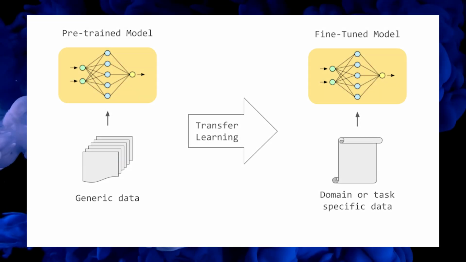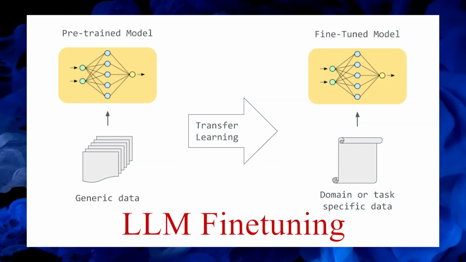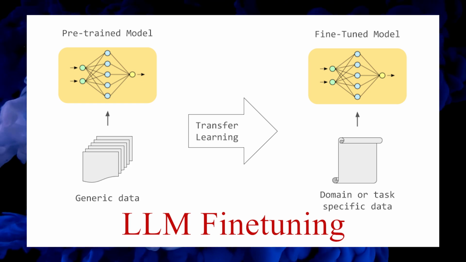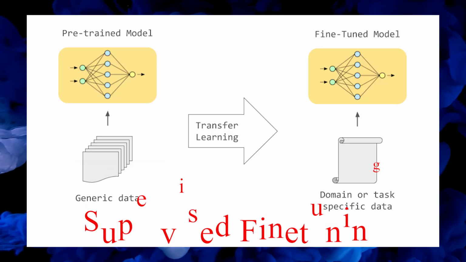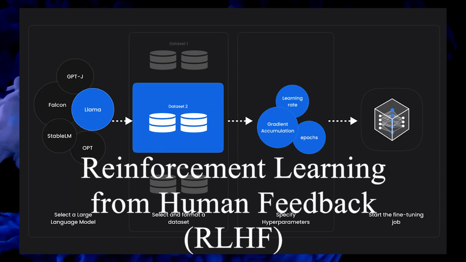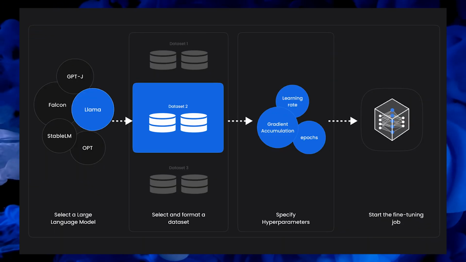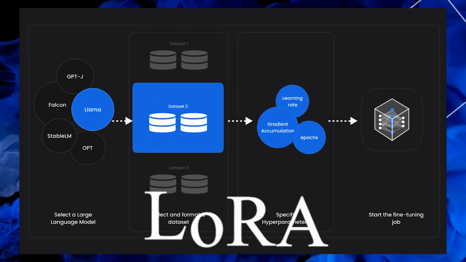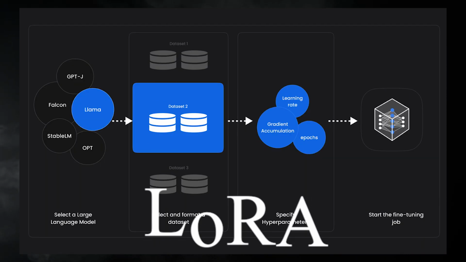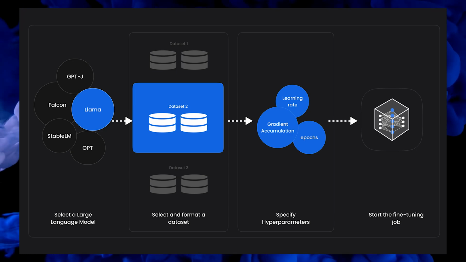Hey everyone, in this video I will cover fundamentals of LLM fine-tuning. So start with different LLM fine-tuning approaches, for example SFT or supervised fine-tuning, and then RLHF or reinforcement learning from human feedback. Also I will cover fundamentals of low rank adaptation, that is LoRA, and setting hyperparameters for regular fine-tuning and also LoRA based fine-tuning.